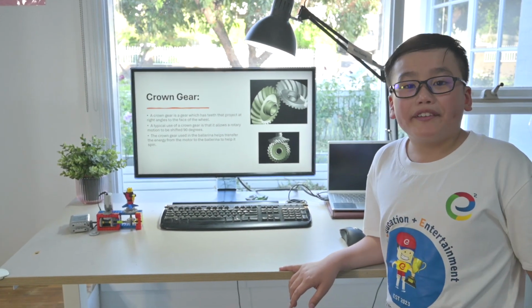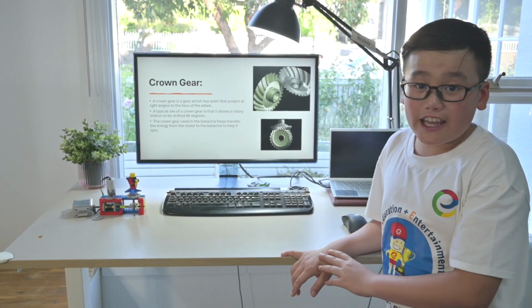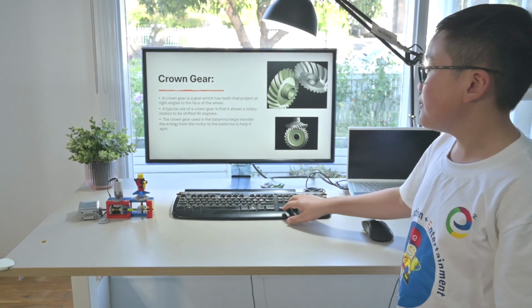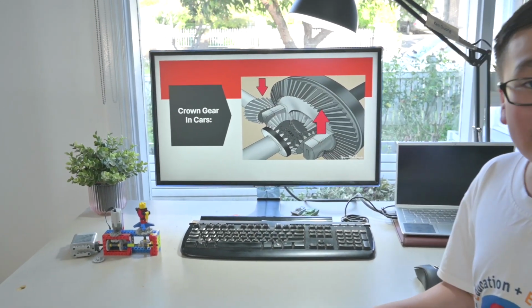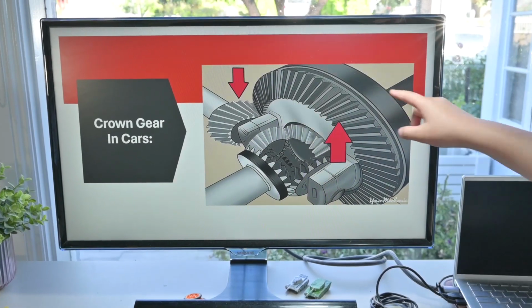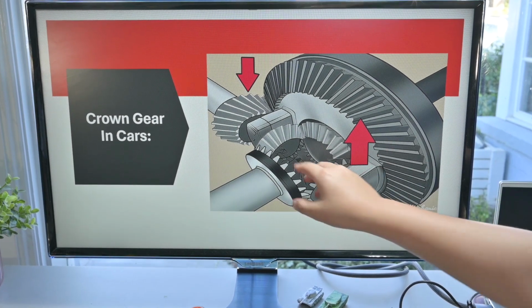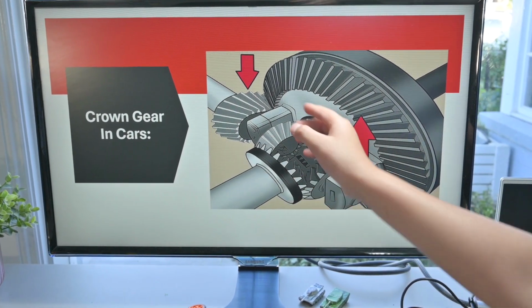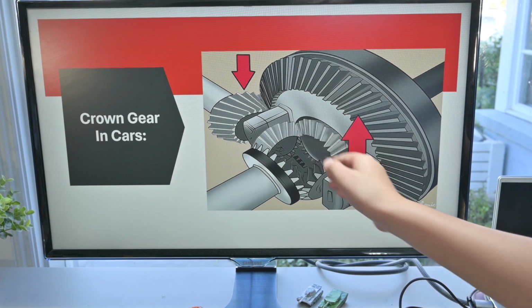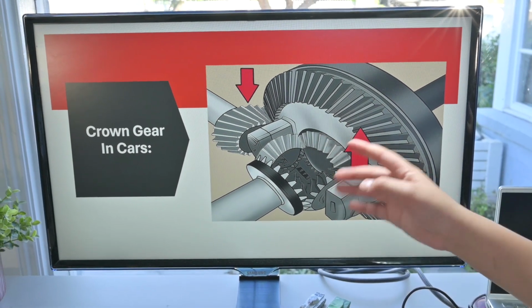You may be wondering, what are some of the usages of the crown gear in everyday life? One common example of a crown gear is in cars. When the main crown gear, which is linked to the motor, spins, it spins a series of tiny gears that are connected to axles or shafts that move the wheels on the axles.